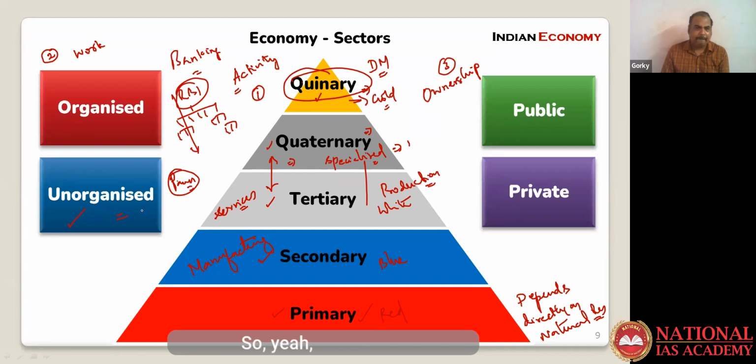So will the chief economic advisor come under the quinary sector? Yeah, it is. But generally we don't classify them in that particular way, because they are in the public organized sector. So we don't call them that way, but their profession is that, right? So it's a quinary service.